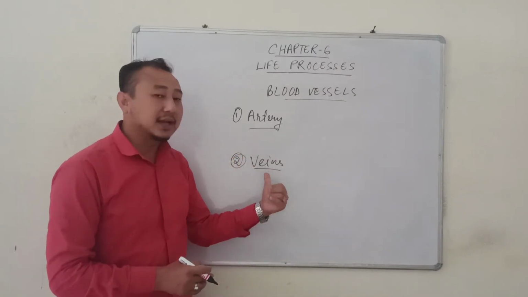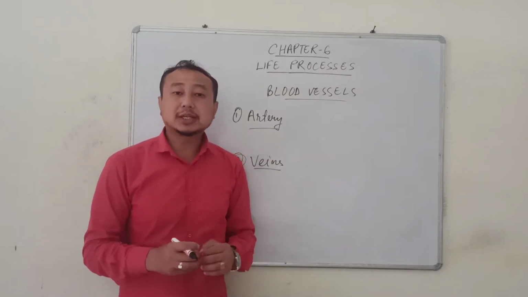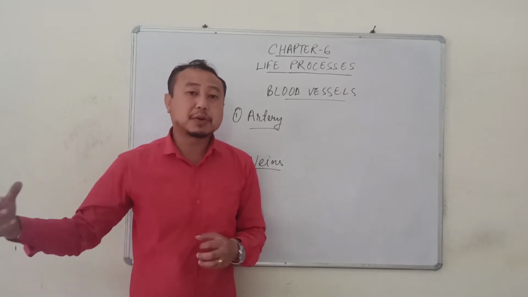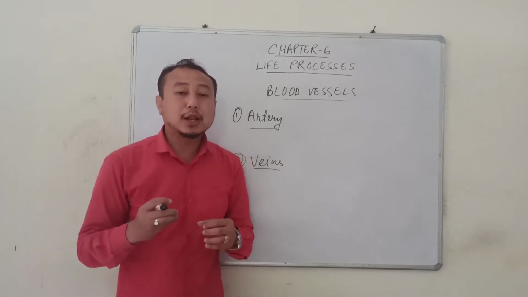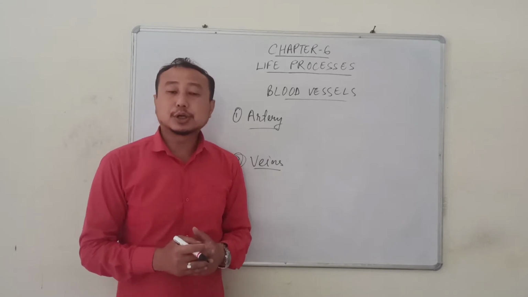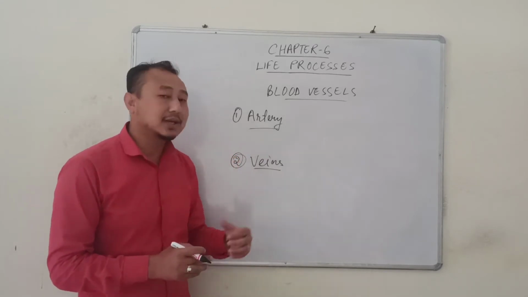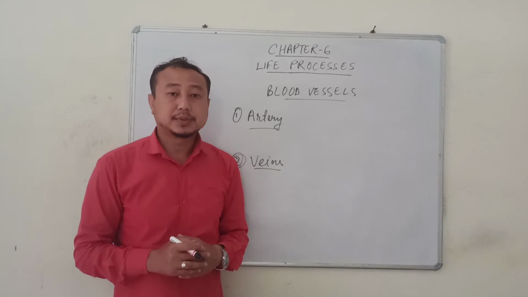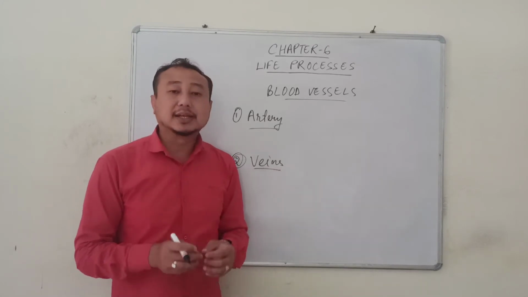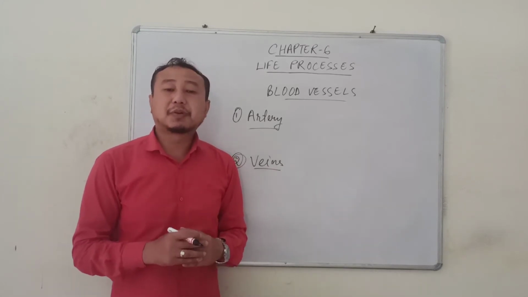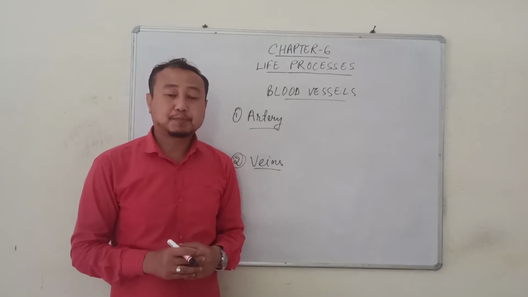Above that, the veins have a thin wall. It is because the blood that is brought from different parts of the body flows with a low pressure. So in order to tolerate that low pressure, the veins don't require thick walls. Above that, the veins contain valves. These valves prevent the flow back of the blood again.